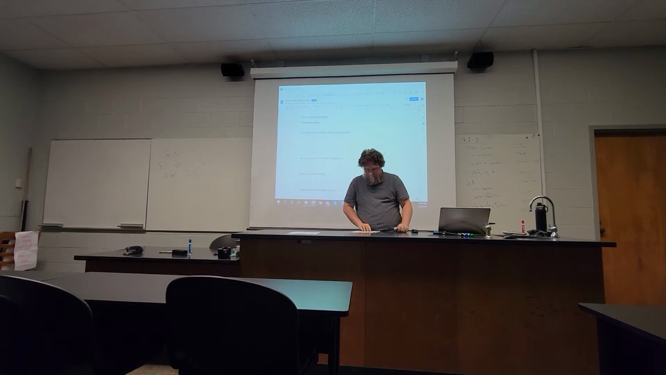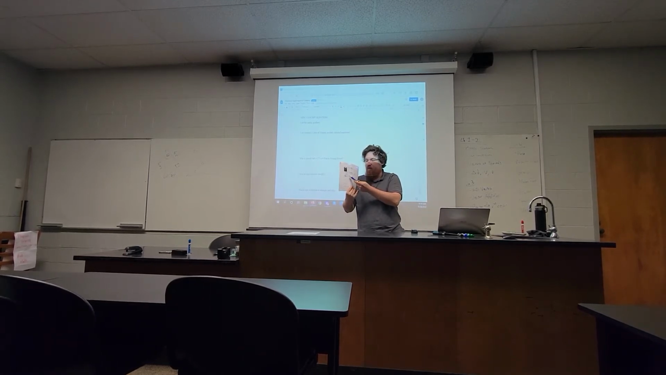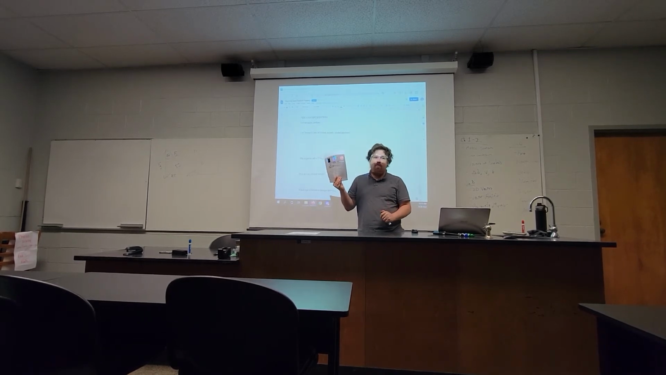Only things you'll need off of the formula sheet for the time being are the Fantastic Four, Newton's second law, and the friction equation. Yes? Should we print that and bring that? Yes. If you don't run off your own copy, copies will be available during the test. You will have a formula sheet. It just benefits you if you have your own.